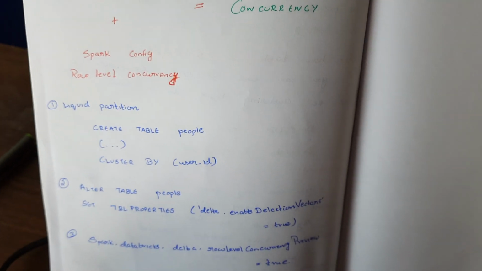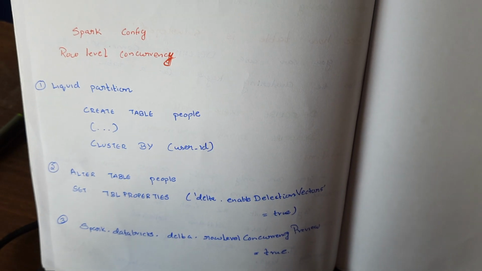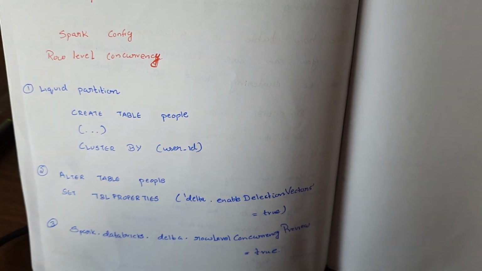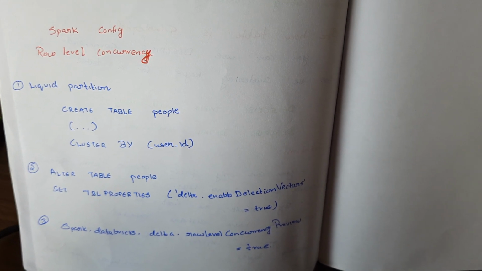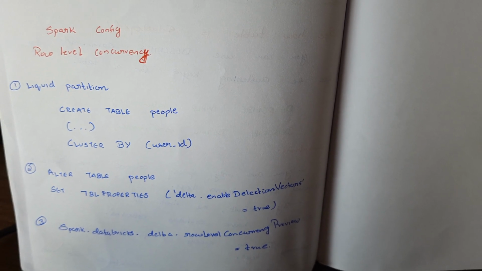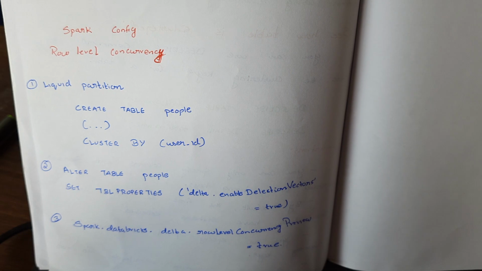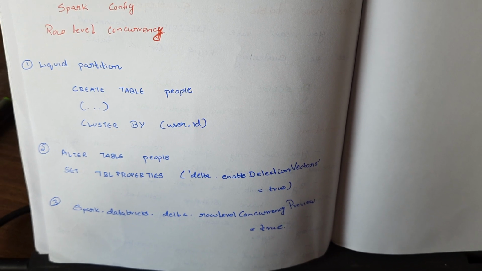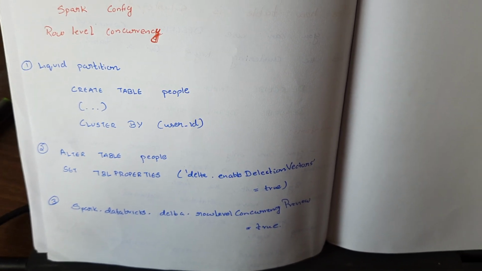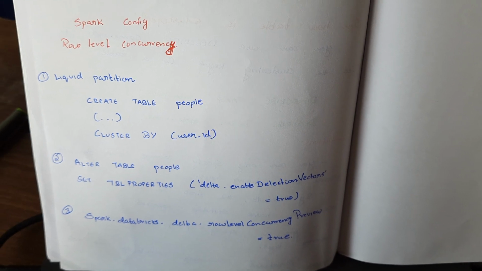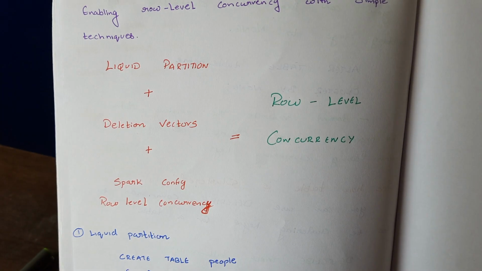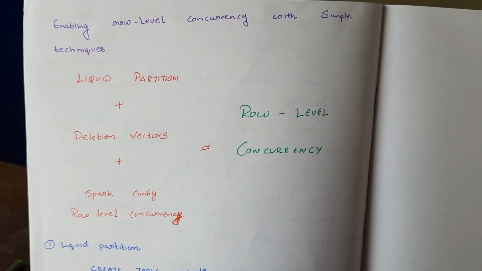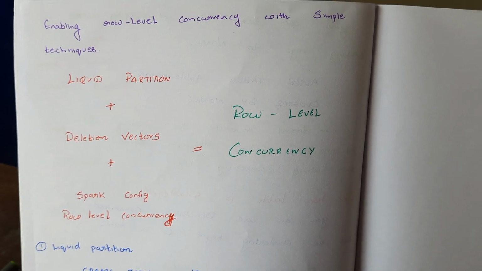First, we have already seen how to create a liquid partition table. Create a table and cluster by the key column, which is nothing but a liquid partition table. Next, do an alter table on the table you have created and set the property delta.enableDeletionVectors equal to true, so that you are enabling the deletion vector. Then the third step is spark.databricks.delta.rowLevelConcurrencyPreview.enabled equal to true. So we are setting the row level concurrency, and this will give you a table with row level concurrency. So we will overcome the concurrency issues we faced earlier with normal delta tables.